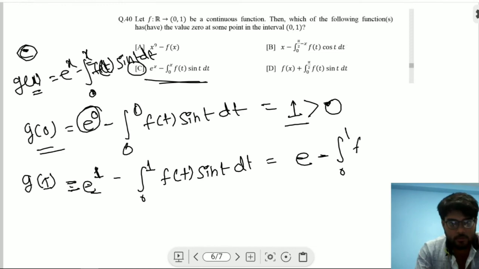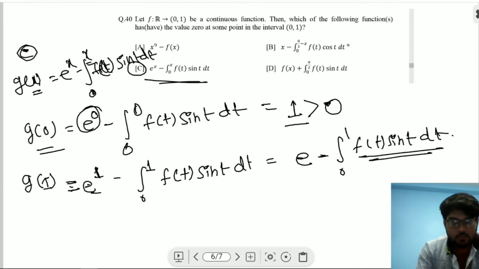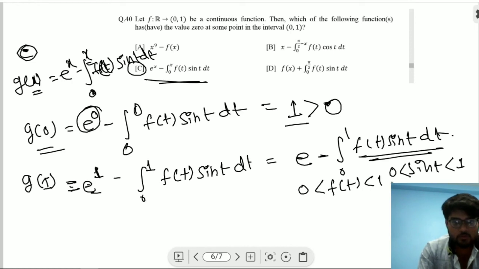Now this one, the integral of f(t) sin t dt, lies between 0 and 1. Why? Because for the same reason, f(t) lies between 0 and 1, and sin t obviously lies between 0 and 1 in this interval. So the maximum value possible for this is 1, so max g(1) is equal to e minus 1.